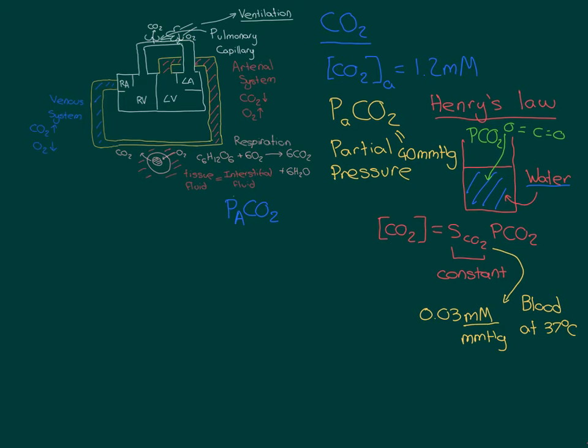That is for good reason. So I will just put down here that this is also 40 millimeters of mercury. Right, so carbon dioxide is going to be dissolved in the arterial blood. The next thing that I want to talk about is the fact that carbon dioxide dissolved in the arterial blood is going to be in equilibrium with bicarbonate.